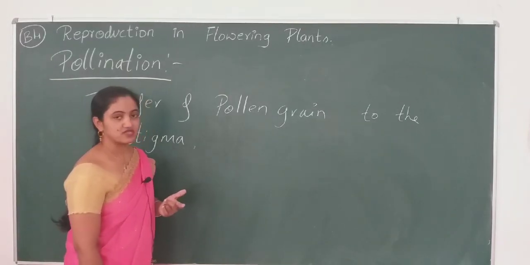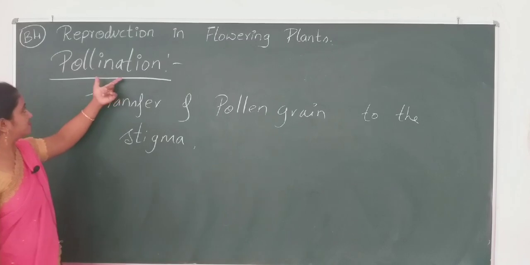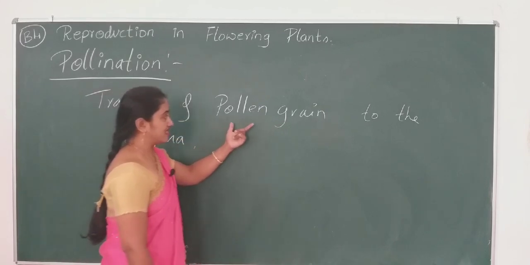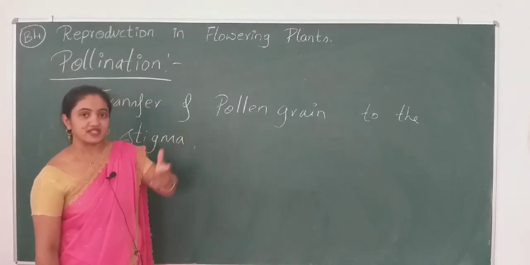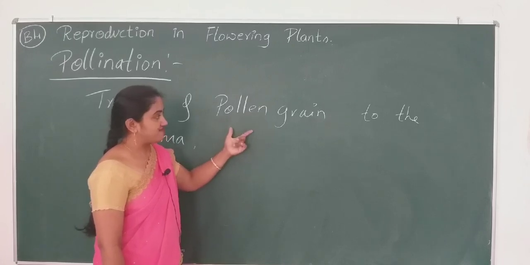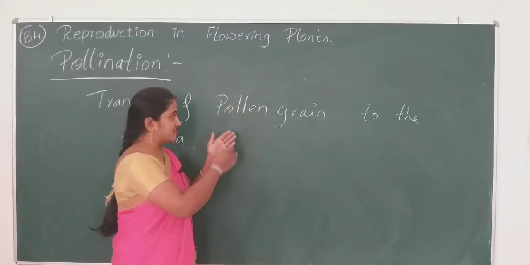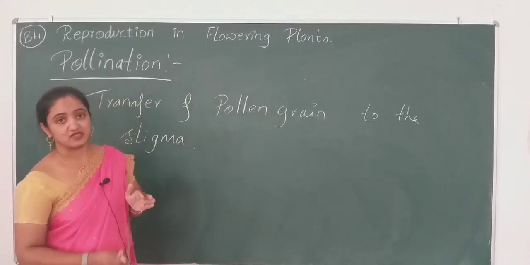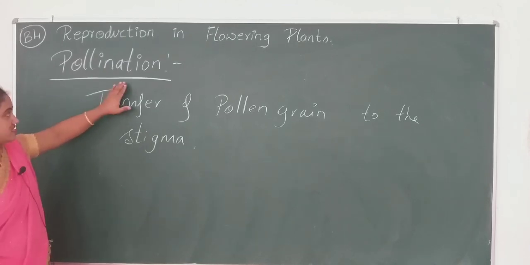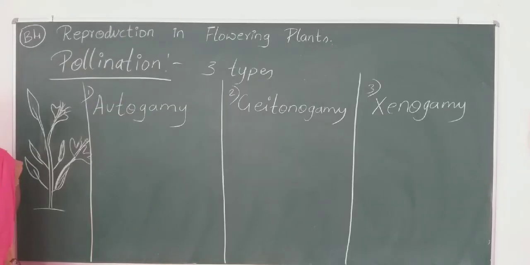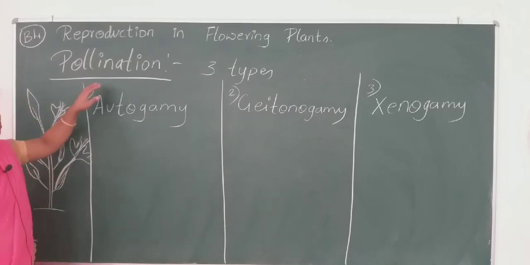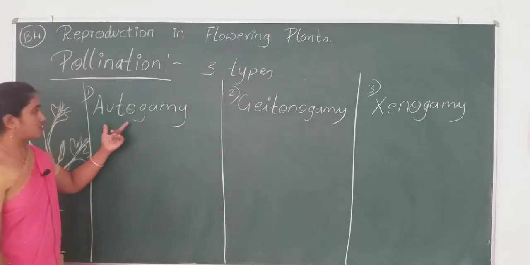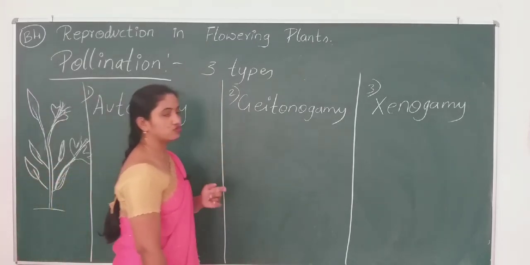Before going to study the agents, I would like to tell you the types of pollination. How many types of pollination are there? How does the pollen grain travel from one flower to another flower? Will it fuse with the same flower, or with another flower of the same plant, or the same species of another plant? We'll study that today. Based on the source of pollen, pollination is classified into three types: autogamy, geitonogamy, xenogamy.